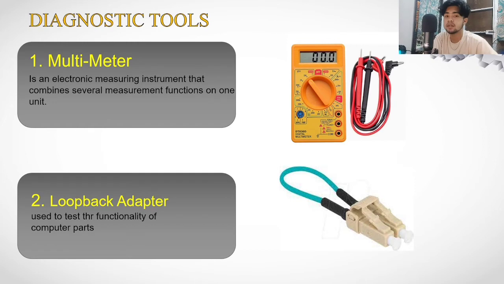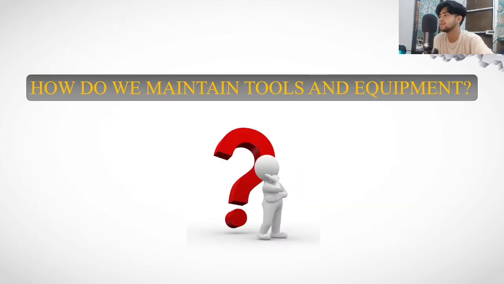And here is the list of diagnostic tools. Number 1, we have the multimeter. It's an electronic measuring instrument that combines several measurement functions in one unit. Number 2, we have the loopback adapter, used to test the functionality of computer parts. How do we maintain tools and equipment?